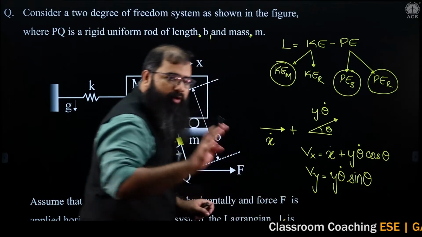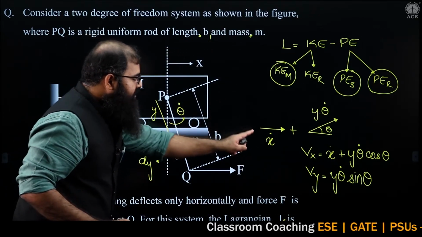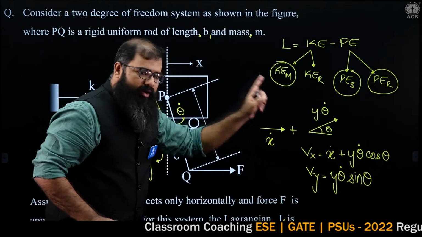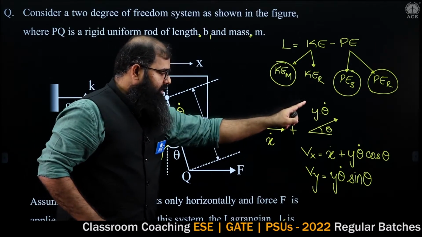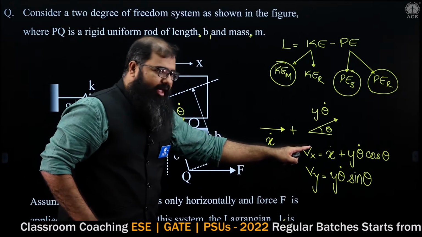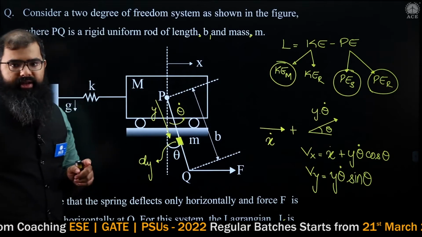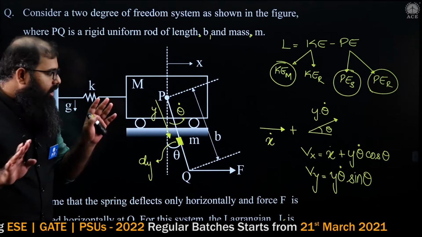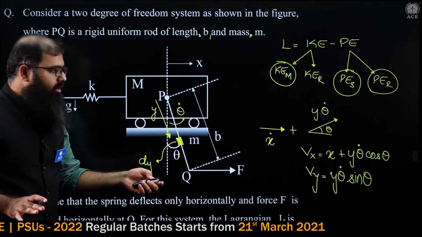Okay, pause the video over here for a moment. Please try to understand that there are two velocities, and the combination of these two velocities creates a component in x and a component in y. These are the components I have. Now, let us move further.